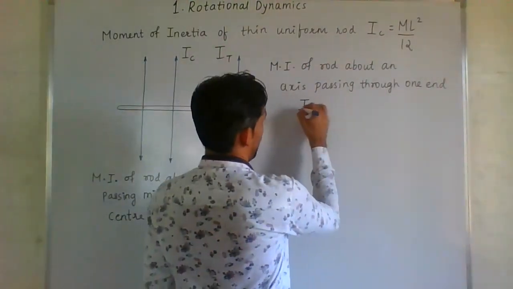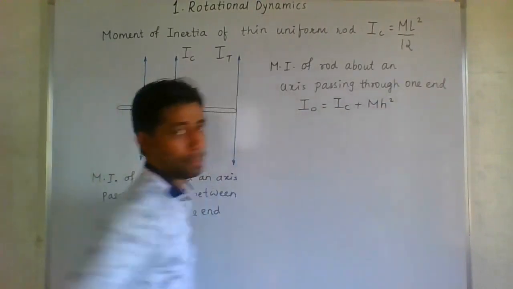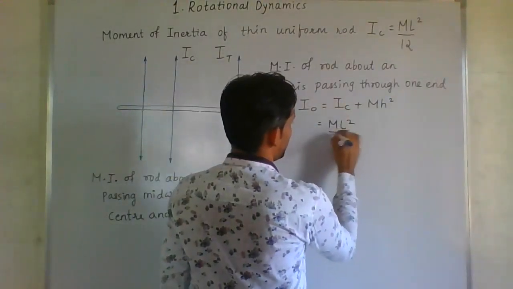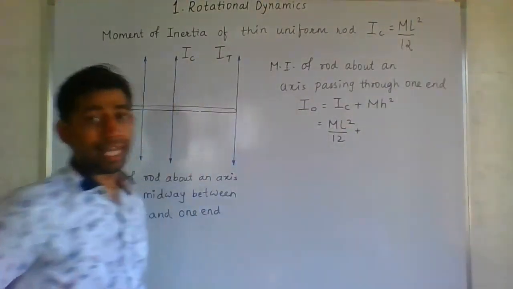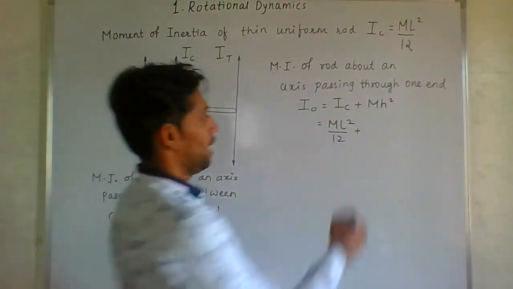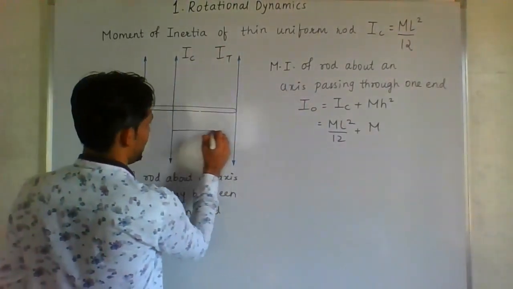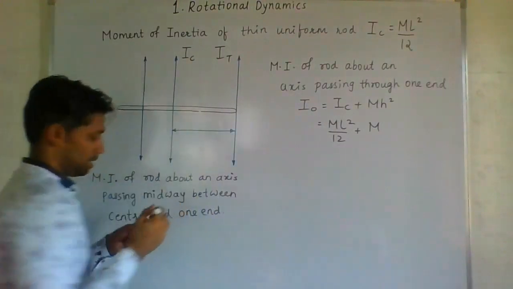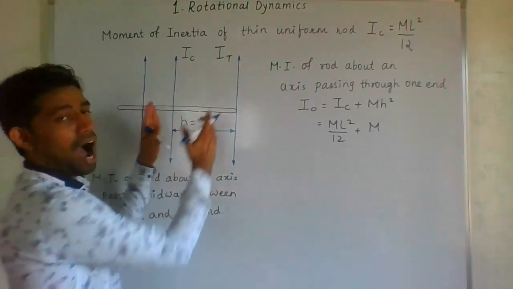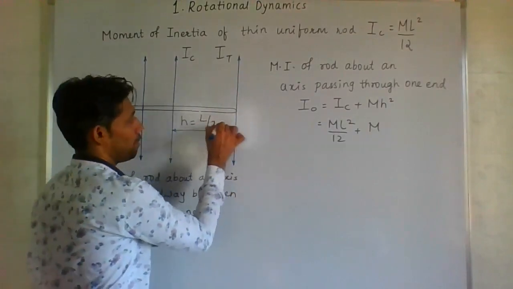So I will write I O is equal to I C plus M H square. So ये रहा आपका I C जिसका formula है M L square divided by 12. Then I O ये हो गया आपका I O, ओके, other point than center. Then H का सोचना पड़ेगा. अब h होता है ये distance. This distance is your h, the distance between two parallel axes. In this case h is nothing but equal to half of length. Okay, ये center था और ये दूसरा side है. So this will be L by 2.